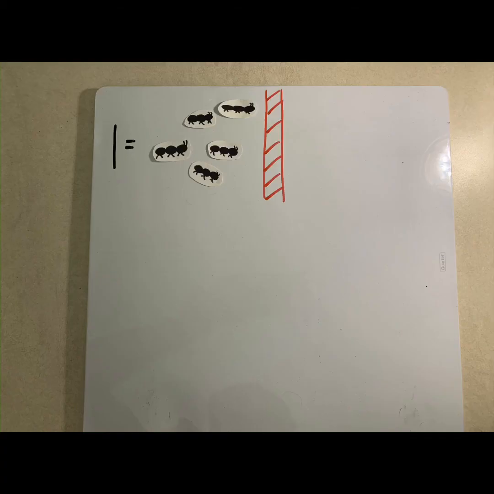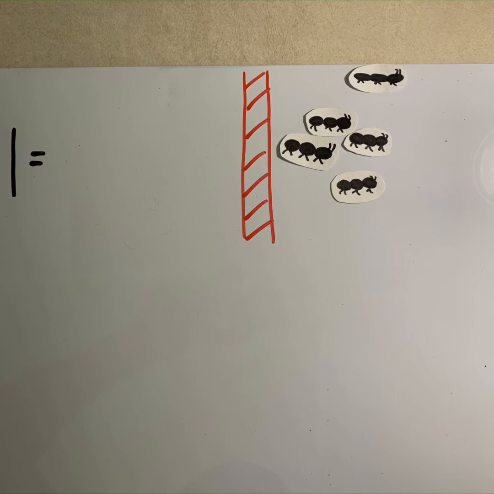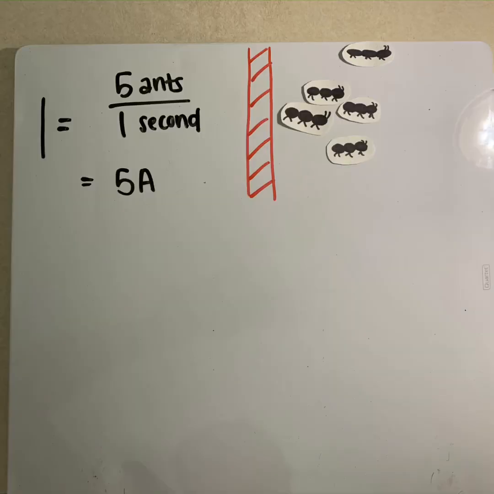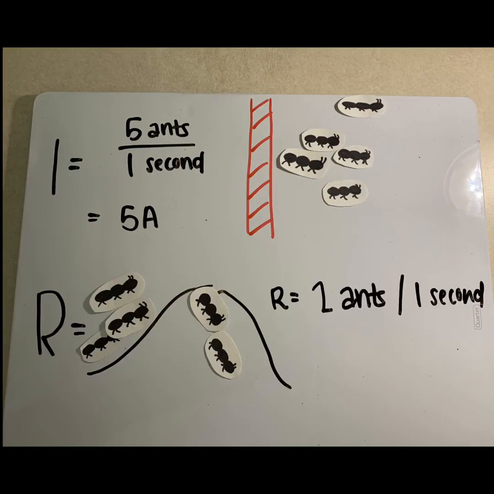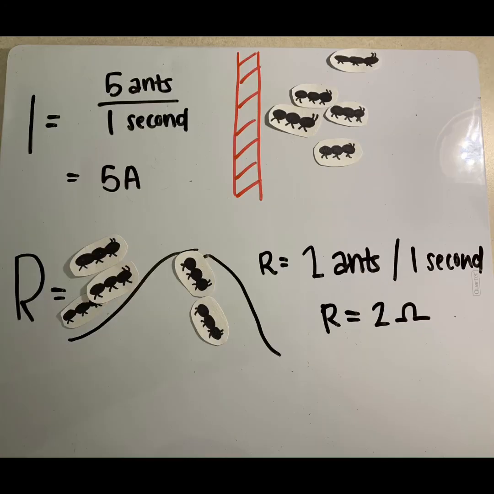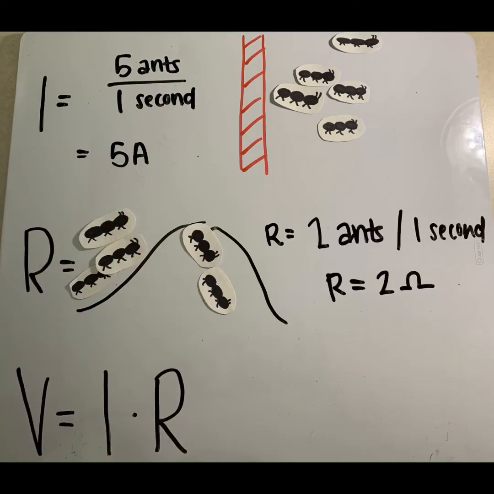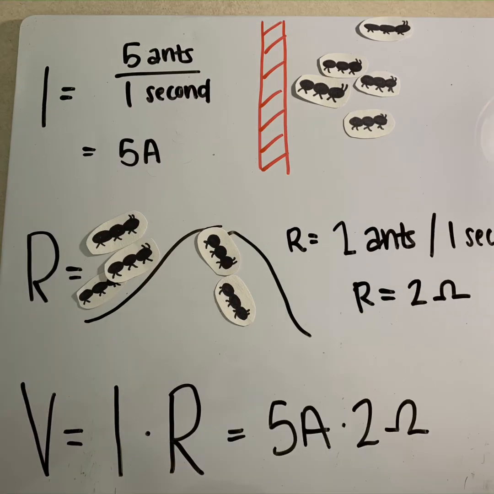Back to ants. For instance, if we know that we have a current of 5 ants in 1 second, that would be a current of 5 amperes. If 2 ants can go through a resistor in a second, then we have a resistance of 2. Knowing these things, we can calculate the voltage using V equals I times R. So, 5 amperes times 2 ohms equals 10 volts.